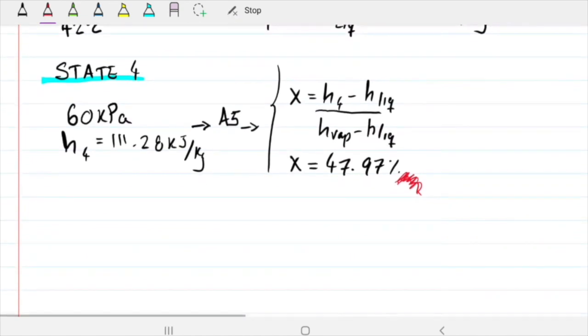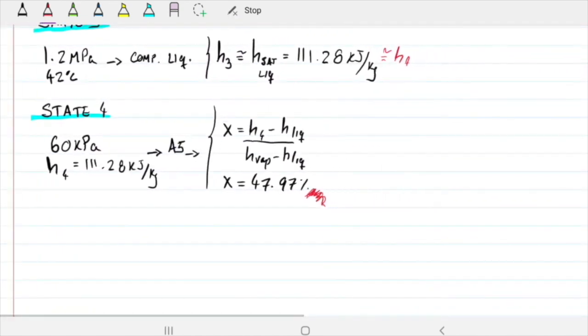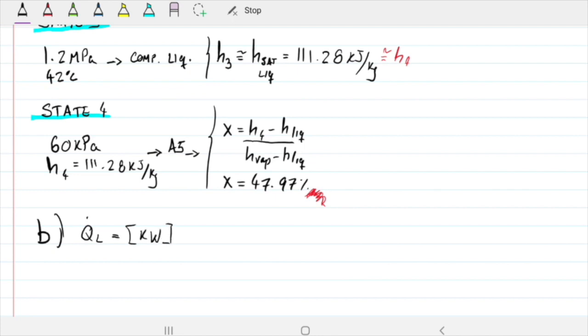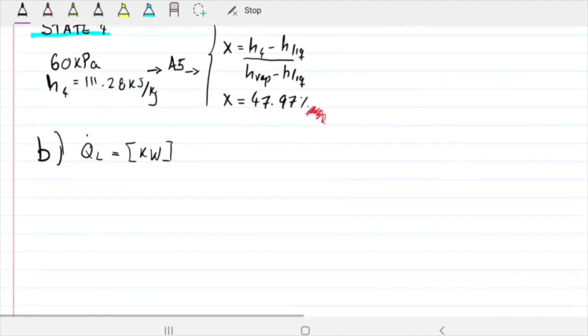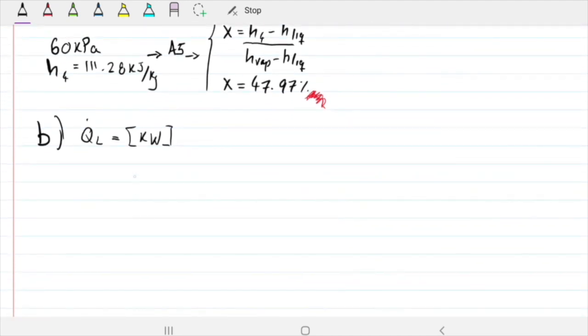Now, part B, look here. We're asked, what is the refrigeration load? The refrigeration load is QL. And if you recall, it's QL in kilowatts or watts. So we need a mass flow rate to be able to solve this in kilowatts. How are we going to do that? Well, we're going to use the energy balance principle, right?